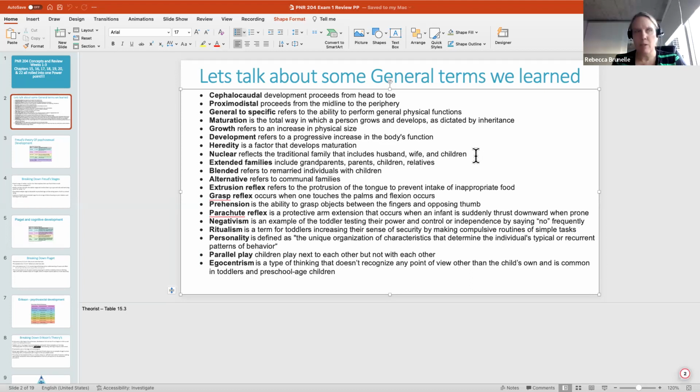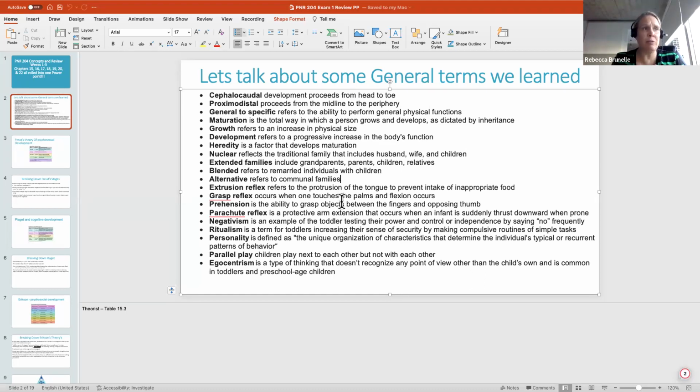Yeah. And then the extended family is going to be the multi-generational. Blended is when parents get divorced and remarry and they have kids from other marriages. And the alternative is going to be really anything. And in that they put same-sex couples, even though in my mind that's really the same as a nuclear family, but when they're talking about it on the test, that's what they'll be referring to.